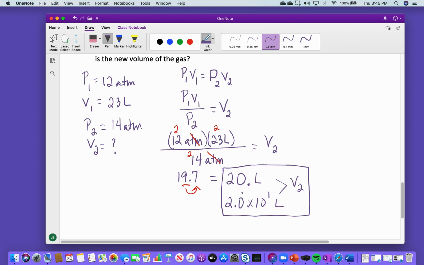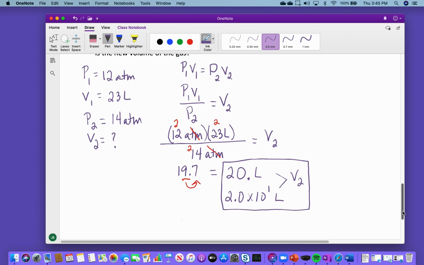So now let's go back and check our answer. Is 20 a decrease from the initial volume? Yes, absolutely. So this should give you some sense that your answer is more than likely correct. Okay, this is a great way to check, and understanding the relationship between your variables in your equation. Is it an inverse relationship? Is it a direct relationship? That is super important in order for you to check that your answer makes sense.